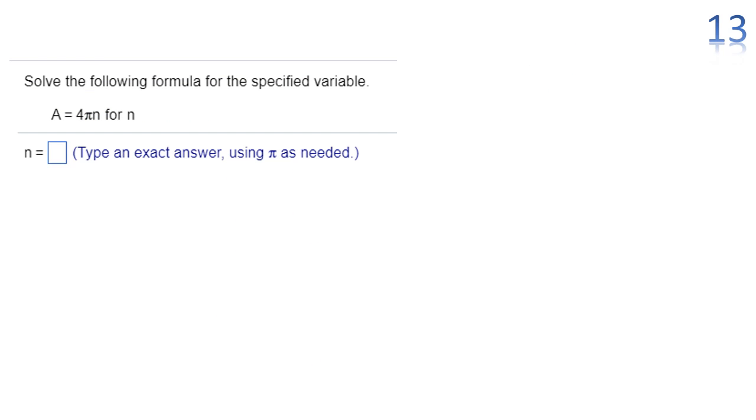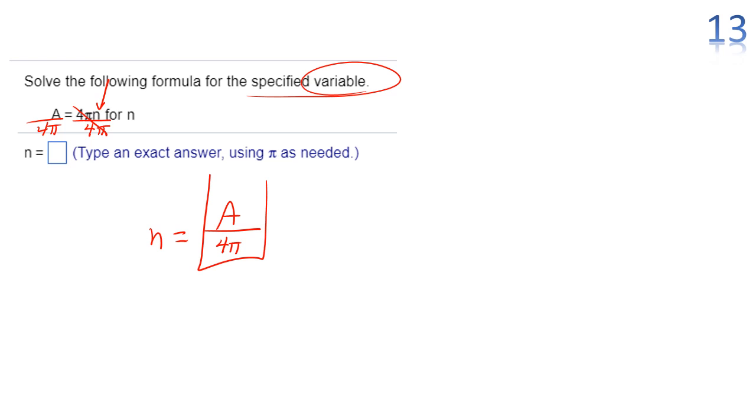Now in this question, you don't actually get a number answer. You will be solving a formula for the specified variable. We want to solve for the n, so get n by itself. To get n by itself, we can simply divide by 4 pi. So n is equal to a divided by 4 pi. That's what you would type in.